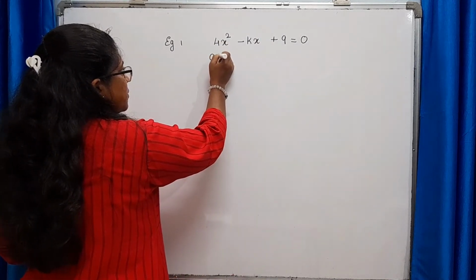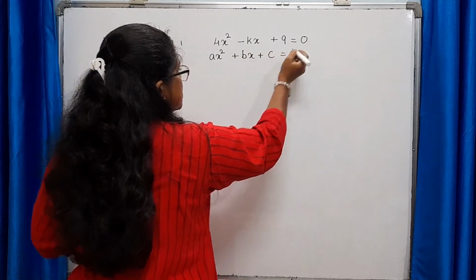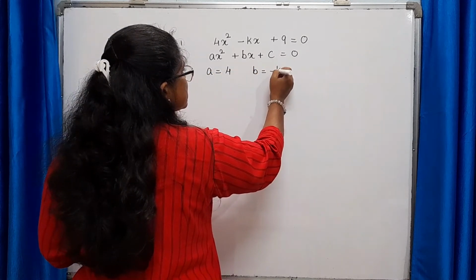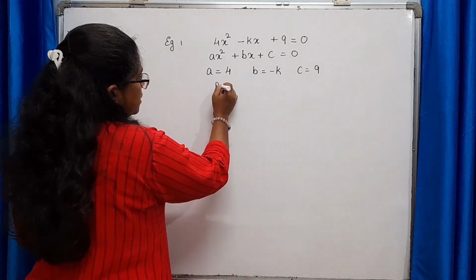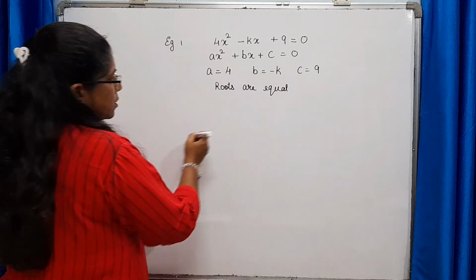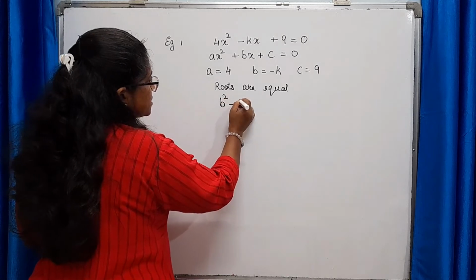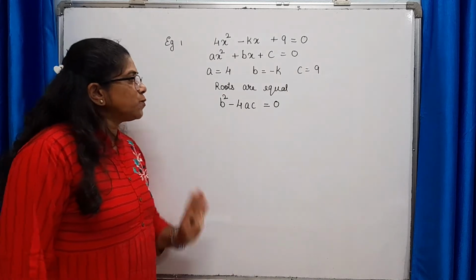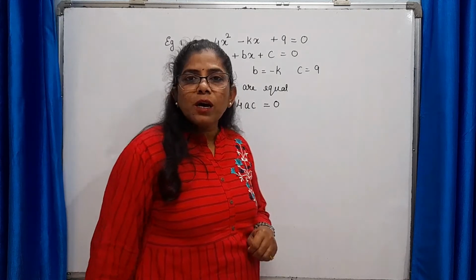Now let us compare this with our general form, ax square plus bx plus c is equal to 0. Now in this case, a is 4, b is minus k and c is 9. Now here they say that roots are equal. What is the meaning of this? This means b square minus 4ac is equal to 0. This is the condition. When b square minus 4ac is equal to 0, roots of the given equation are equal.